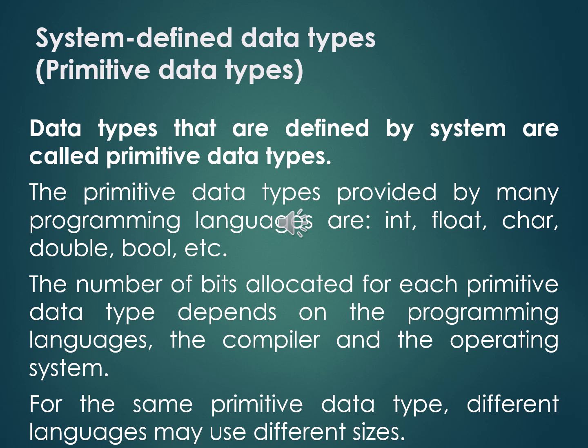System-defined data types. Primitive data types. Data types that are defined by the system are called primitive data types. The primitive data types provided by many programming languages are int, float, char, double, bool, etc. The number of bits allocated for each primitive data type depends on the programming language, the compiler, and the operating system. For the same primitive data type, different languages may use different sizes.